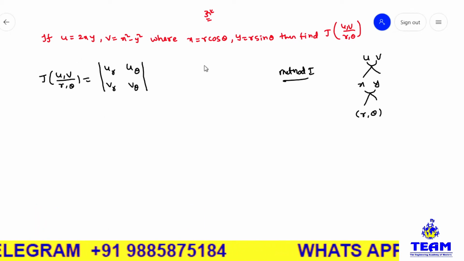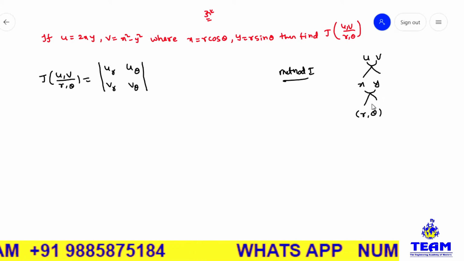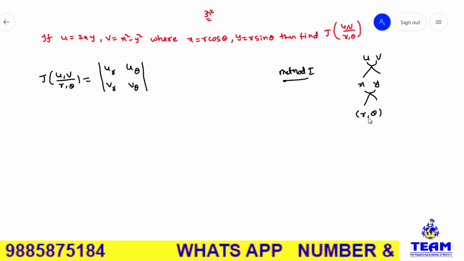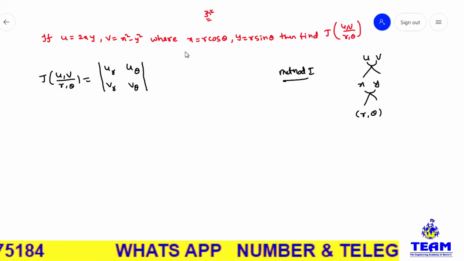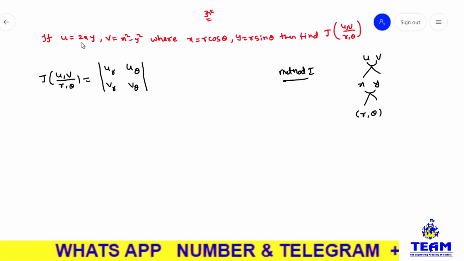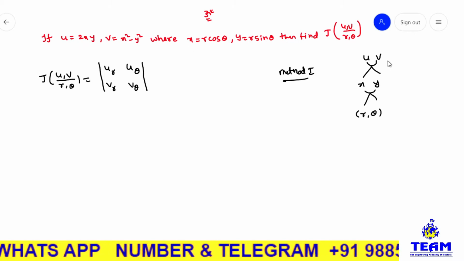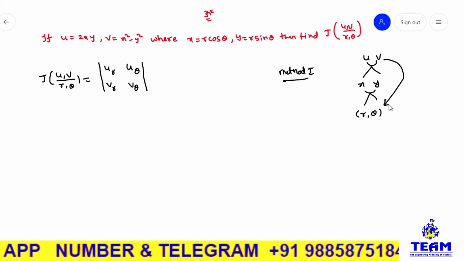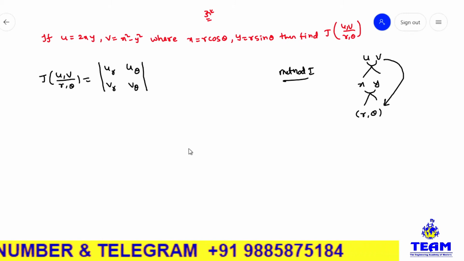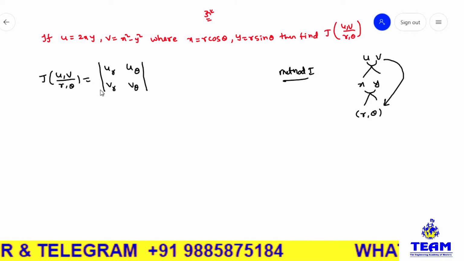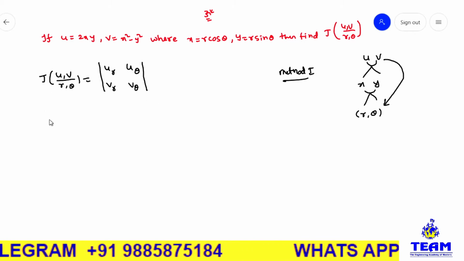But here u is a function of x comma y, and x comma y are in terms of r comma theta. So in this case, substitute the x value and y value in these equations. Then you will directly get u comma v in terms of r comma theta. This is method 1. In this case, you can do it directly. I am going to explain how.